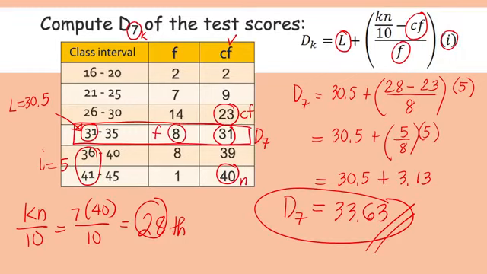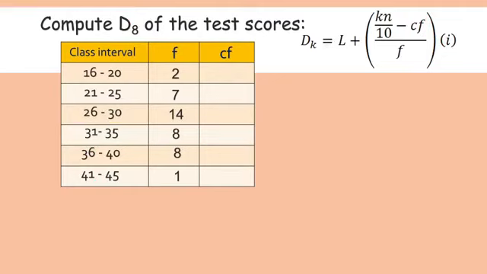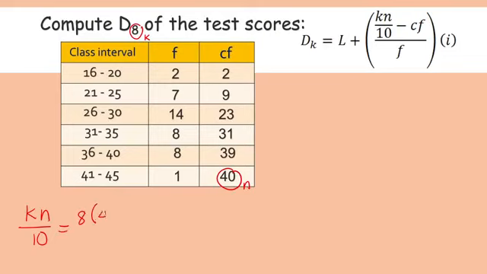Now let's have our last example. Let's compute the 8th decile. It's still the same CF. You start with 2, 7, 23, 31, 39, and 40. So the value of K is 8. The value of N is 40. So using the formula Kn over 10, you have 8 times 40 divided by 10. How much is that? 32. Now, what is the first number greater than 32 in the CF column? 39. So this will be the location of the 8th decile.